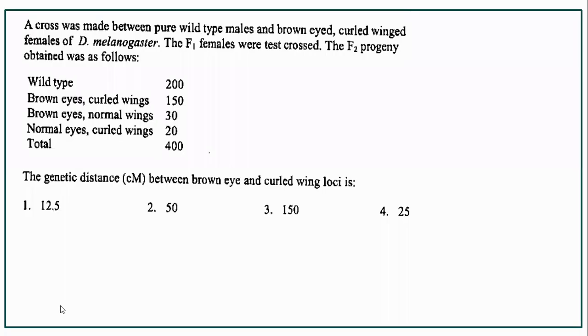Now, next question. A cross was made between pure wild type males and brown-eyed curled-wing females of Drosophila melanogaster. The F1 females were test crossed. The F2 progeny obtained was as follows.